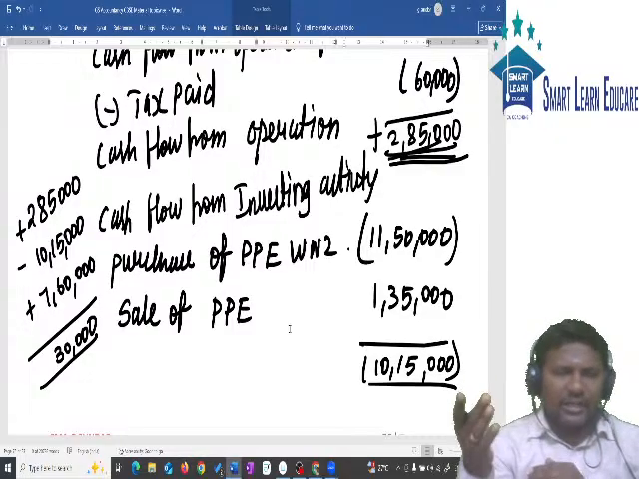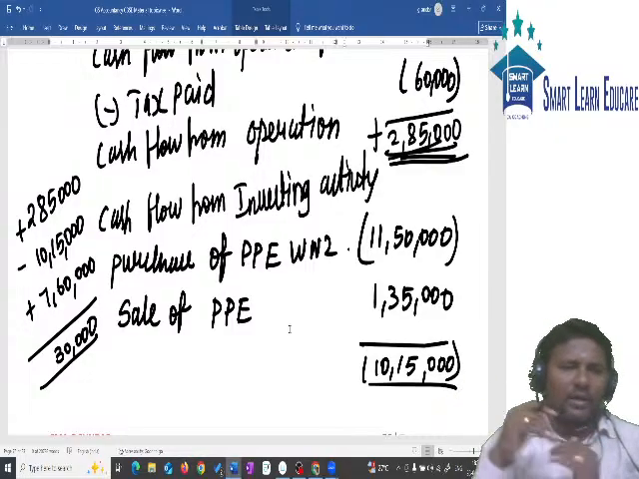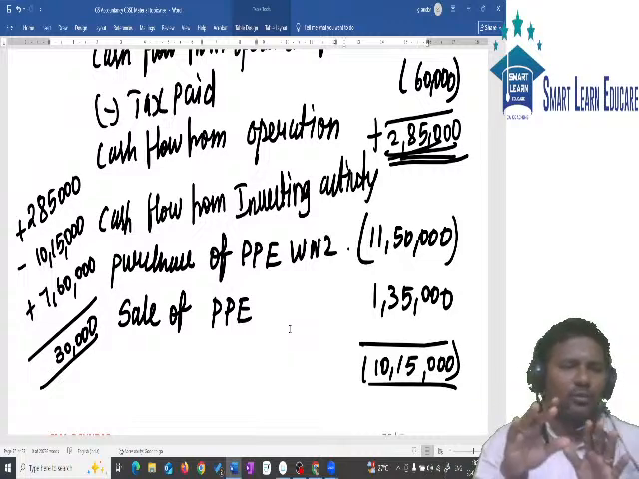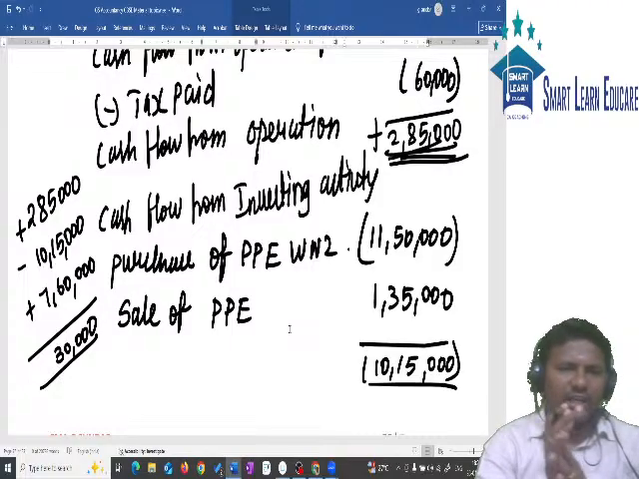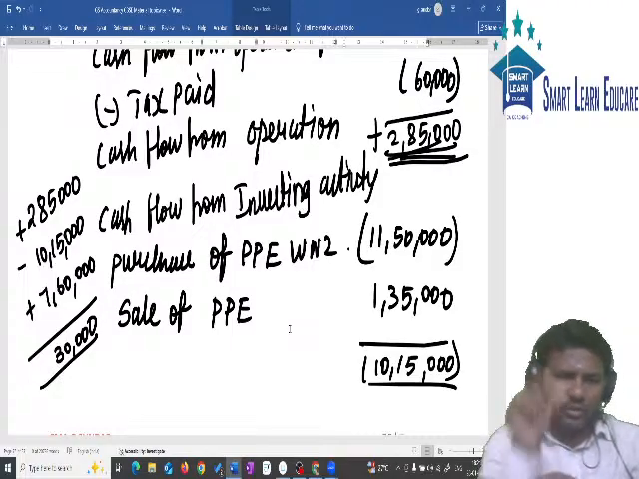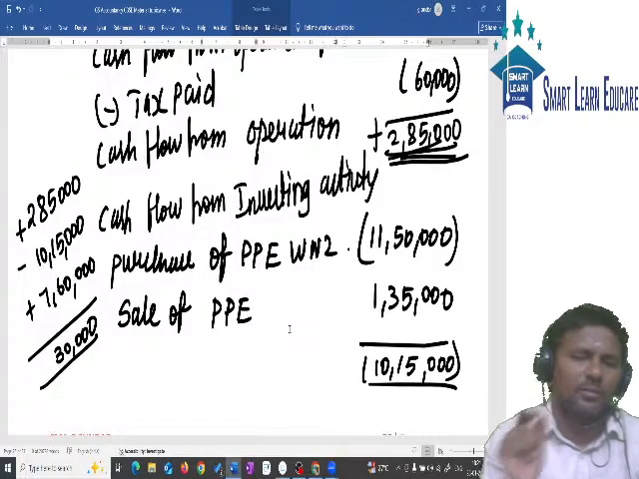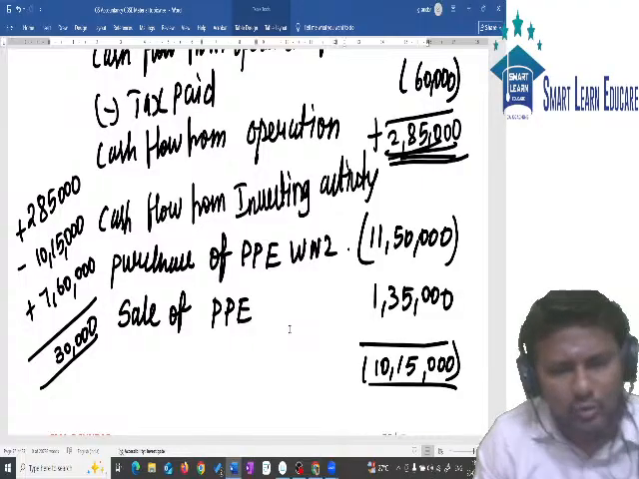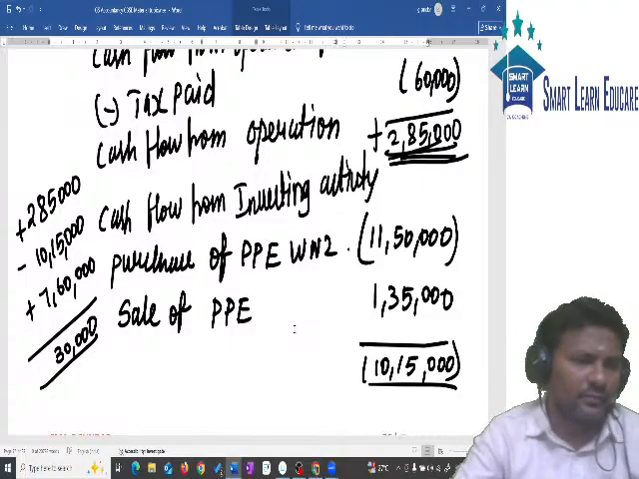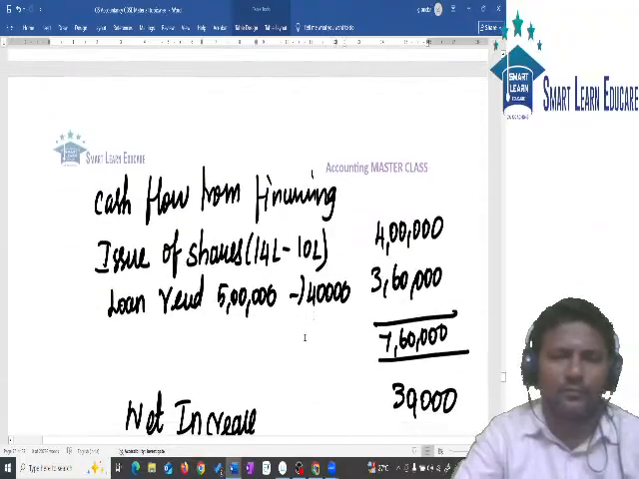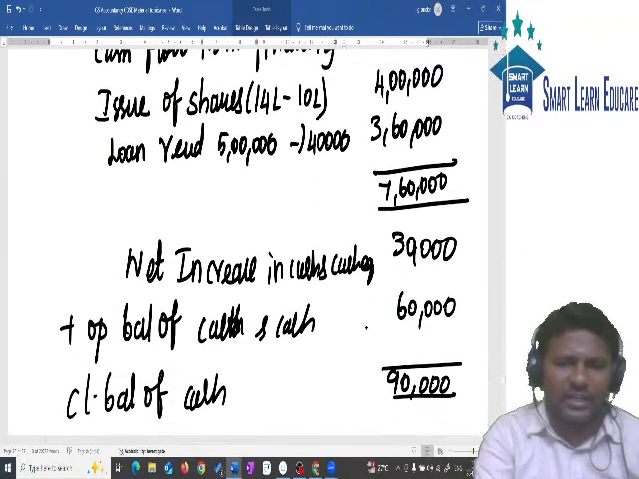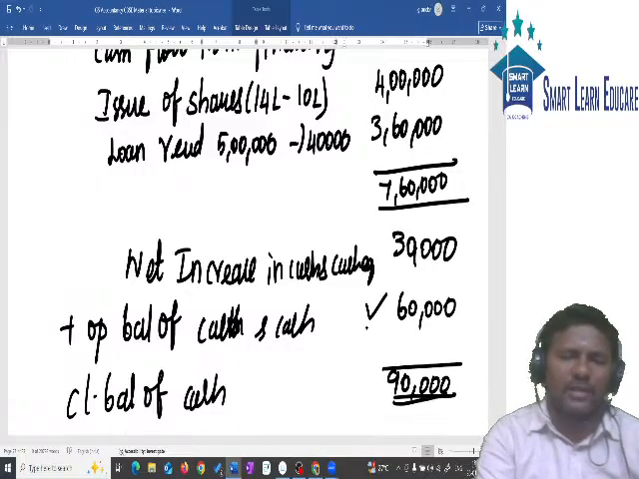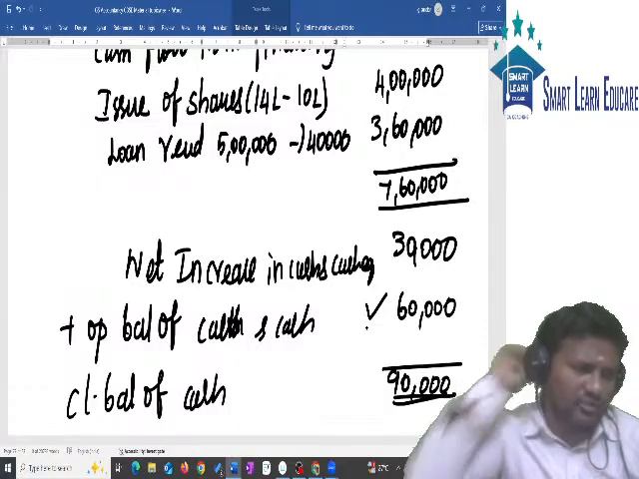These two numbers are positive, one number is negative. First operating activity we have inflow, and financing activity we have inflow. We have outflow only for 10 lakh and 15, that is relating to investing activity. So the net cash increase comes to 30,000. Okay, so this net increase should be added with opening balance of cash. Opening balance of cash is 60. You will be getting final answer closing balance of cash 90,000. That's all.